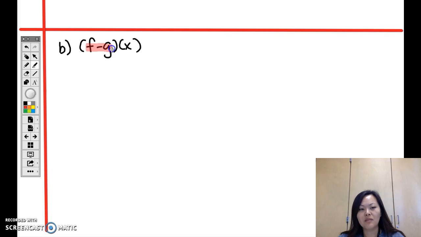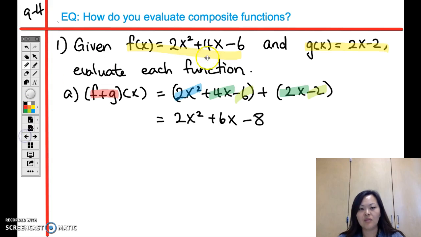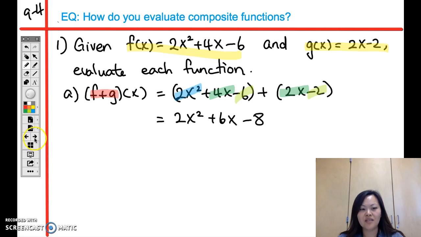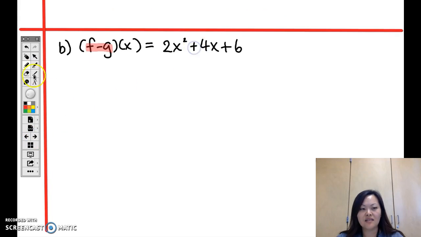Now the next thing, what do you think this is asking you to do? Everything is just really common sense. So you're going to go f of x minus g of x, okay? So let's go ahead and do that. Let's try and remember what was f of x. Let me go back. f of x is 2x squared plus 4x minus 6. Did I write that right? No, plus 4x, and then it's minus 6. So let me just go ahead and change that.